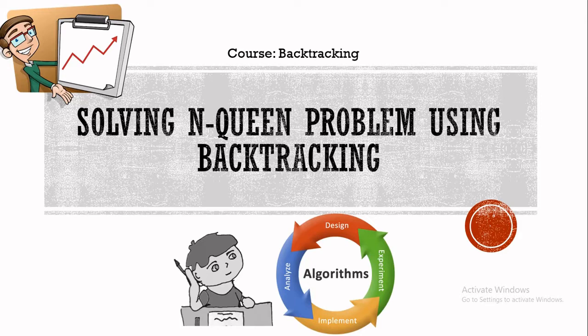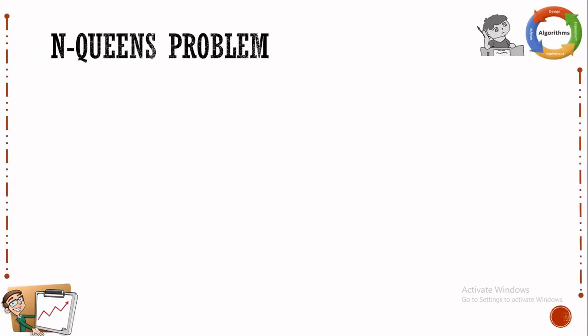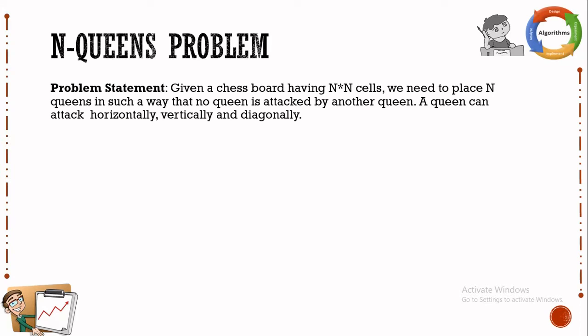Our today's topic is solving the n-queen problem using backtracking. So before we see how we actually solve the problem, let us first try to understand what exactly the n-queens problem is. The problem statement is: given a chessboard having n by n cells, we need to place n queens in such a way that no queen is attacked by another queen. A queen can attack horizontally, vertically, and diagonally.